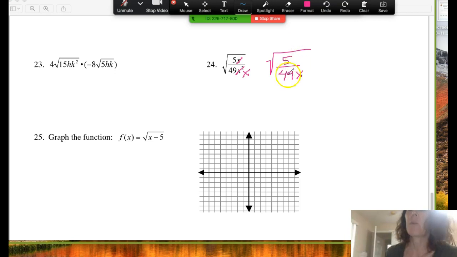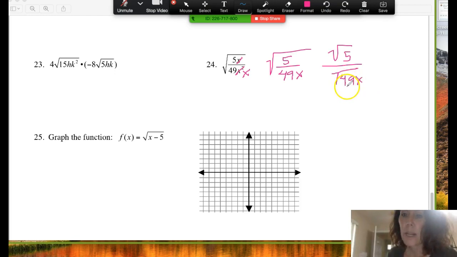Now 5 is not a perfect square, but 49 is. So go ahead and break this apart. You can break this into the square root of 5 over the square root of 49x. They're both under the radical. When you divide them together, they're under one radical, or you can separate them.